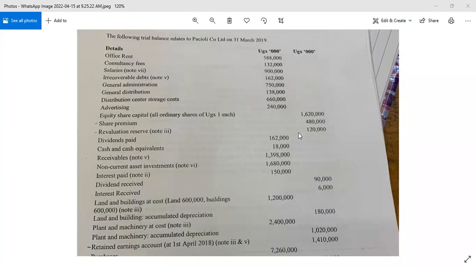Then you have non-current assets investment, that one we saw, and we dealt with it. Interest paid. Okay, could facilitation be interest? I've got facilitation under expenses. Let's go and see.